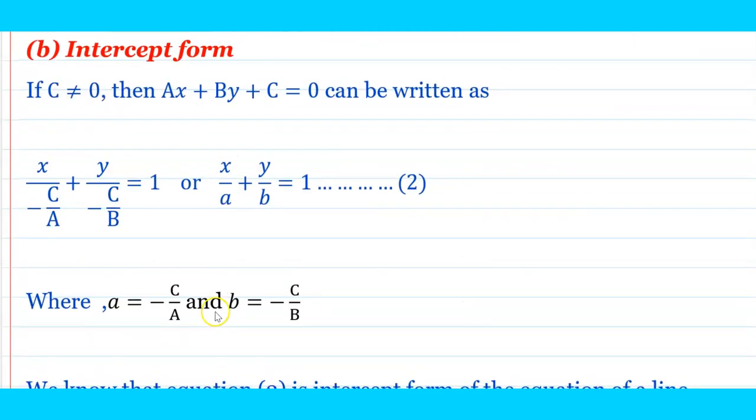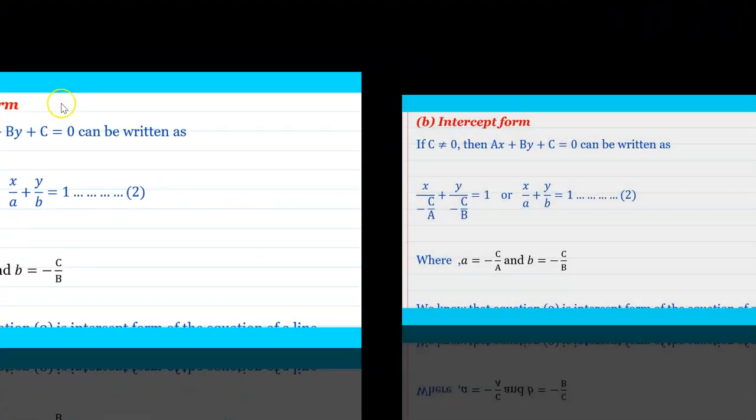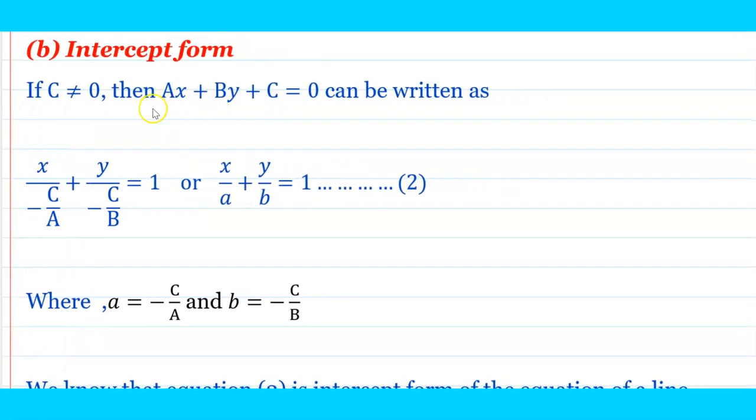Okay, now the intercept form. Now suppose here c is not equal to 0, then ax plus by plus c is equal to 0 can be written as follows. How has this equation been written? See this here, ax plus by. Transfer this plus c to the right hand side, and it will become minus. I will write here a minus sign. Okay, here is minus c.